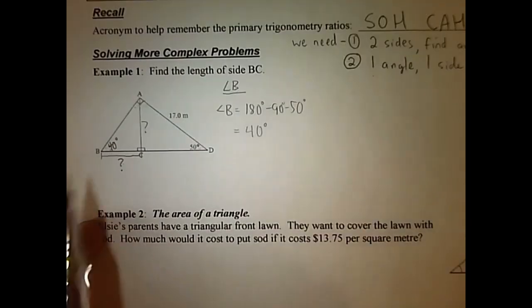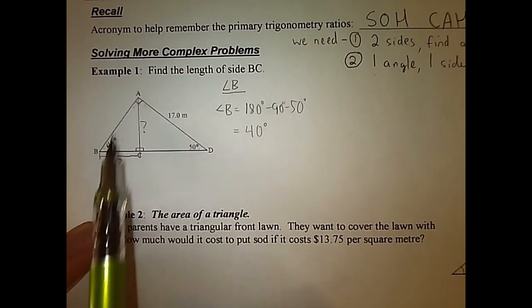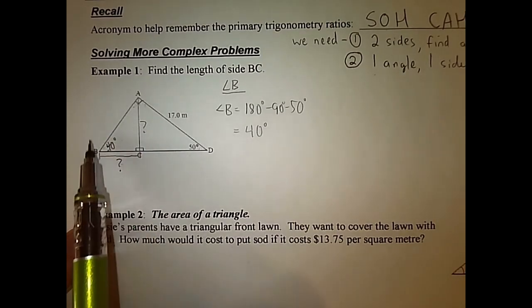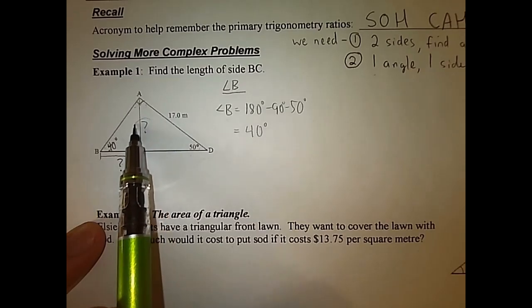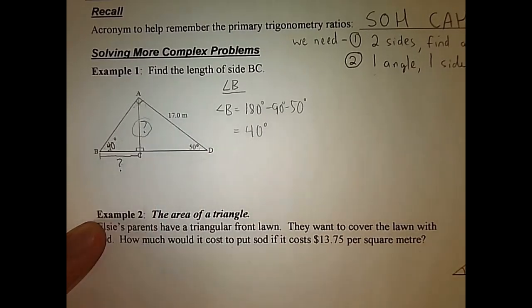So I have an angle here. So I need another side somewhere to figure this one out. I don't know the hypotenuse. And I don't know this, but I could figure this one out using this triangle. So how can I figure what this one's going to be?